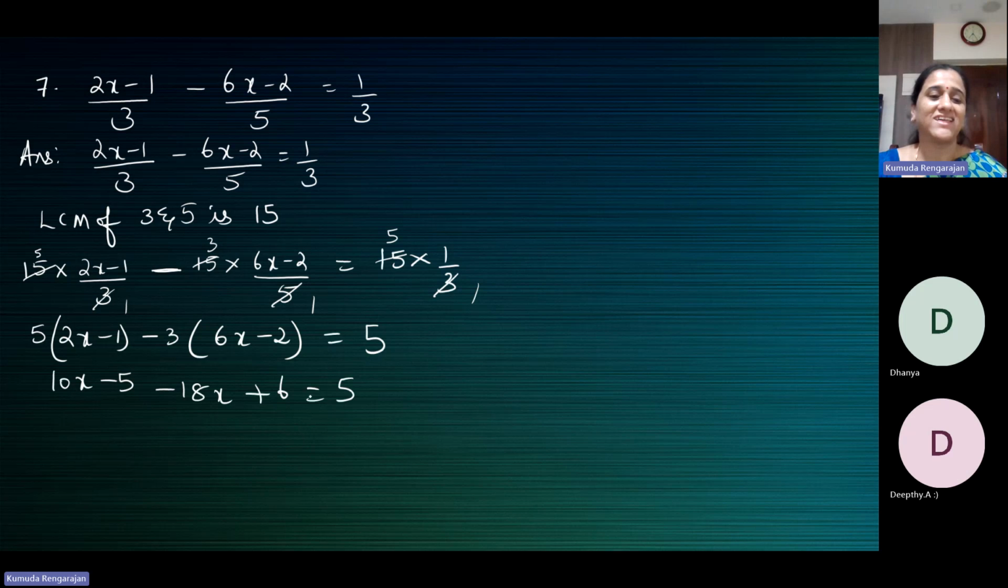Very good. Next, thank you. Yeah, continue. Then they wrote plus 4, but I actually wrote minus 6. Oh. So can I just... Yeah. Minus 8x plus 1 is equal to 5.